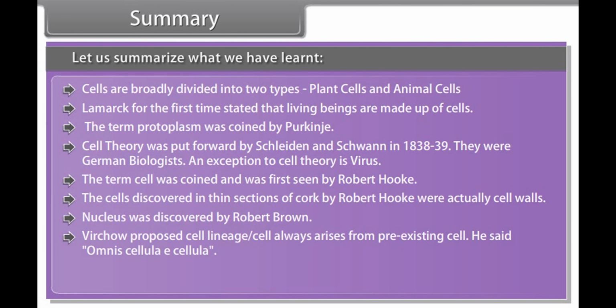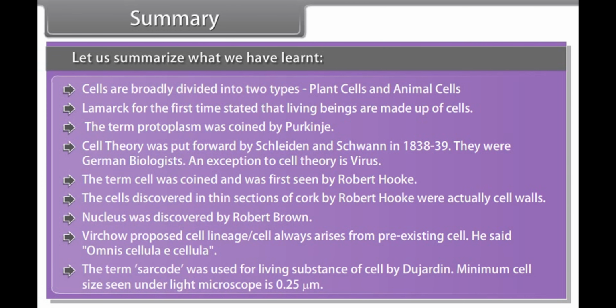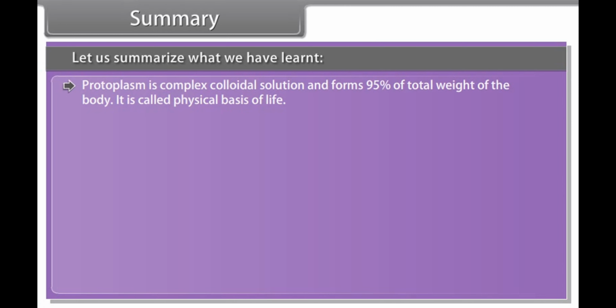Virchow proposed cell lineage. Cell always arises from pre-existing cell. He said, "Omnis cellula e cellula." The term sarcode was used for the living substance of the cell by Jordan. The minimum cell size seen under a light microscope is 0.25 micrometer. Protoplasm is a complex colloidal solution and forms 95% of the total weight of the body. It is called the physical basis of life.